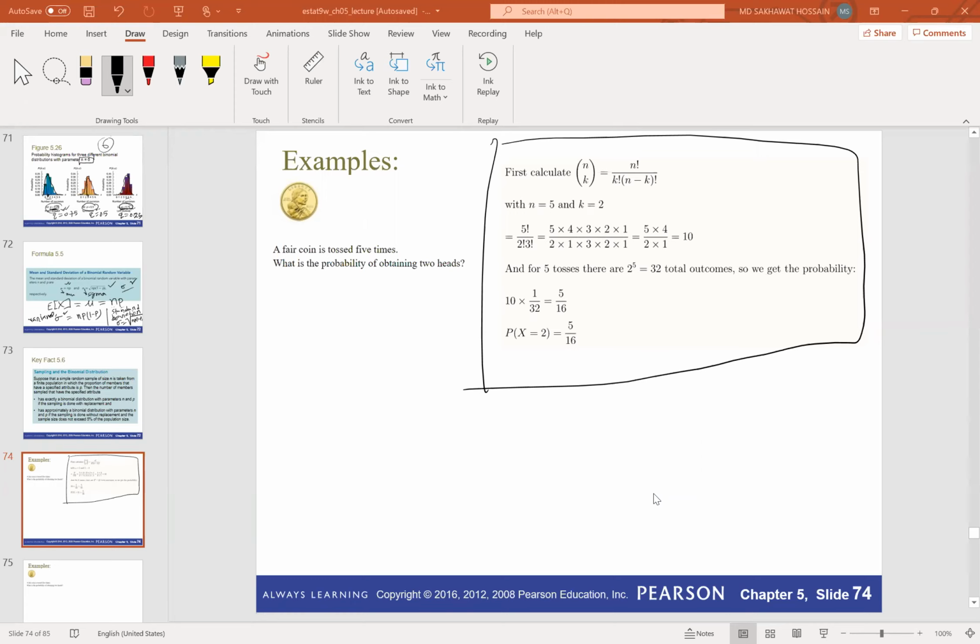To be a binomial distribution, one is we have 2 possibilities. That's correct. What are the next? Anyone? Yeah, a fixed number of trials, right? So what is the number of trials here? 5. Yes, that's correct.